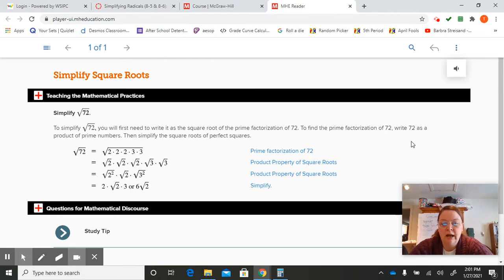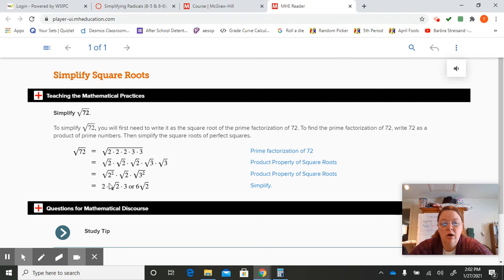When you write that all out as a product of the square roots, square root of 2 times square root of 2 times square root of 2 times square root of 3 times square root of 3, okay, you pair these up, right? So the square root of 2 and the square root of 2 becomes square root of 2 squared, or just 2. You pair these ones up, square root of 3 and square root of 3, which is square root of 3 squared, or just 3.